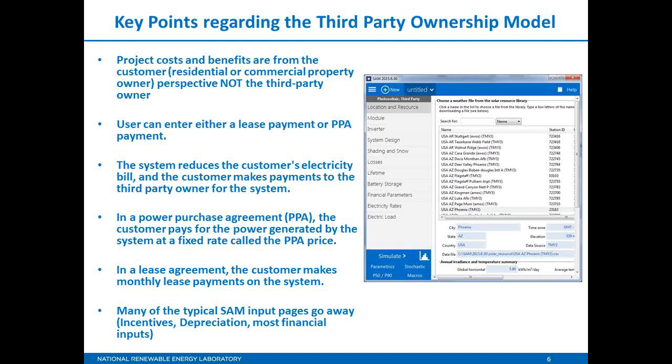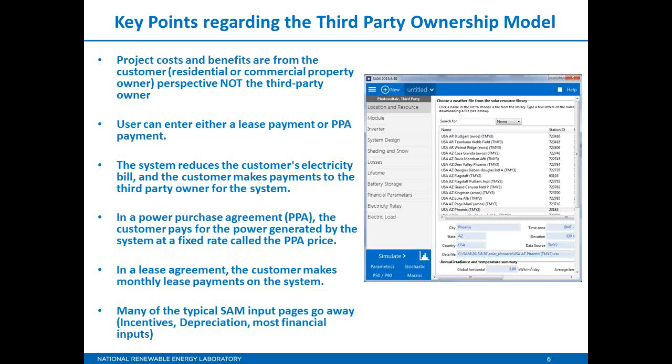In a lease agreement, the customer makes monthly lease payments on the system independent of how much power the system actually produces, how much gets offset. So the lease payment is set based on anticipated production, but actual monthly and annual production can deviate from that anticipated production. The lease payment, therefore, is more immune to interannual variability or months that are particularly sunny or particularly cloudy and depart from the anticipated average.